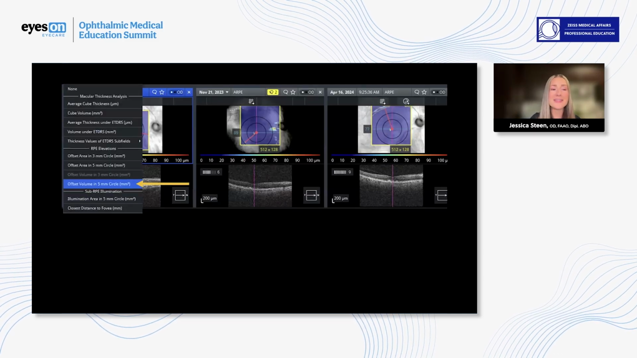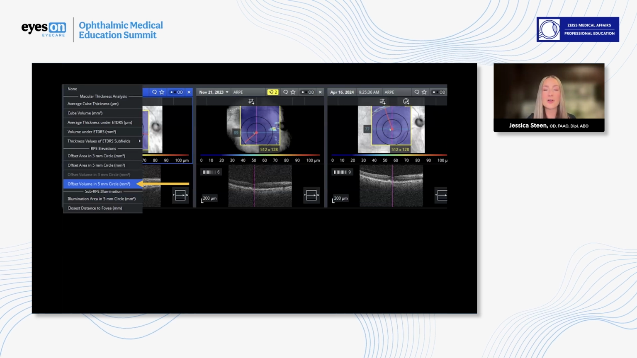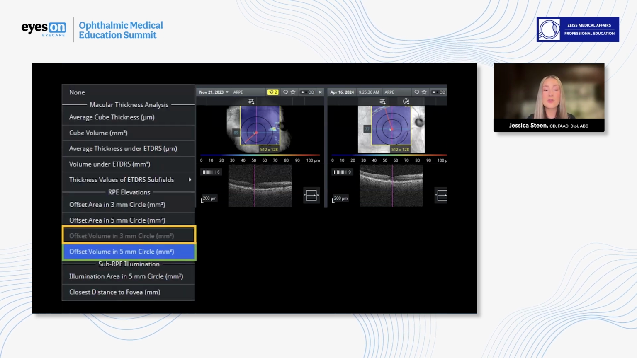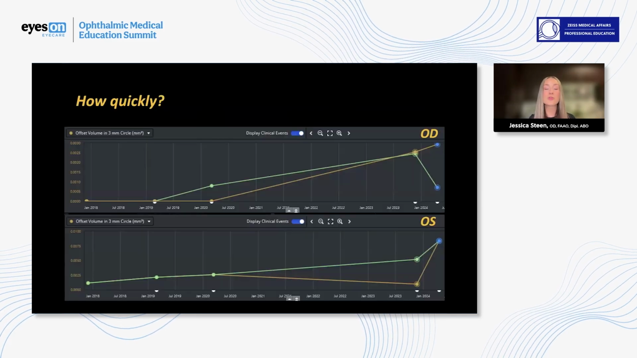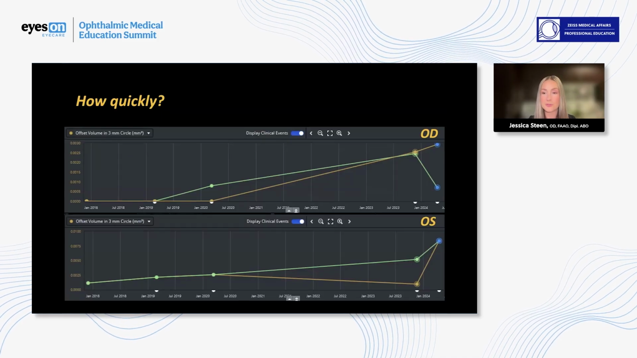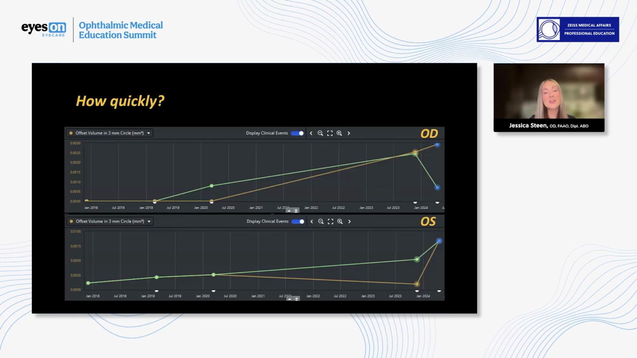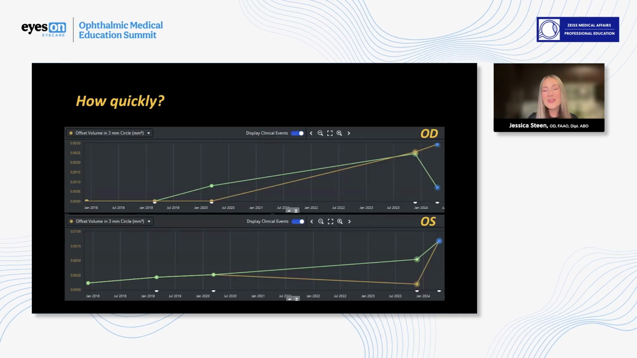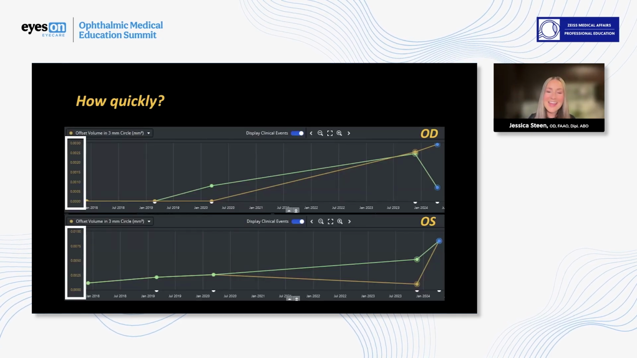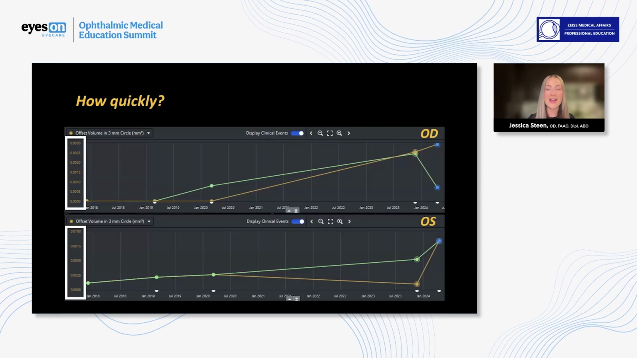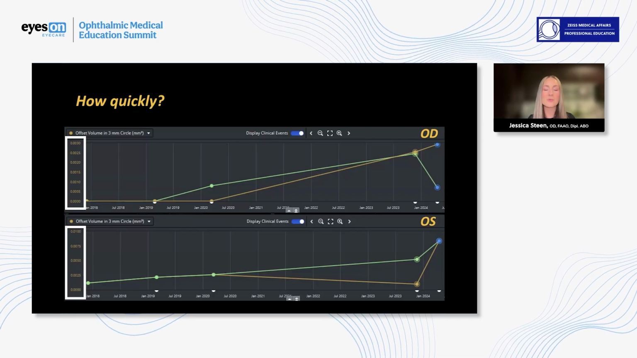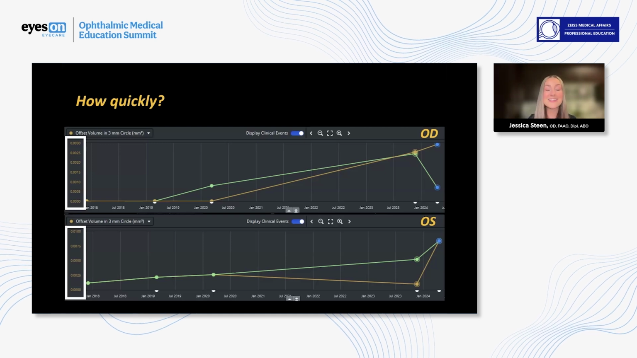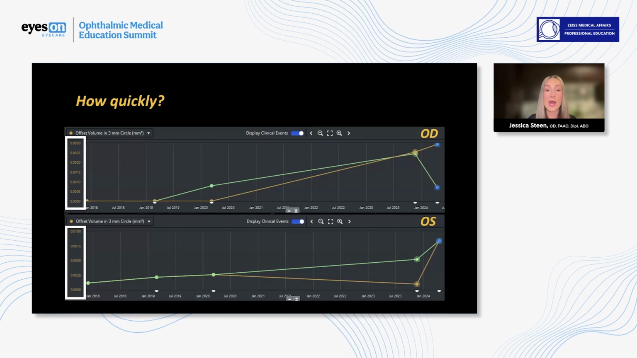In utilizing the RPE elevation, we can look at the offset volume in either a 5 mm circle or a 3 mm circle centered on the center of the fovea, and we can evaluate the drusen volume in millimeters cubed in the right and left eye and look at that change over time. Now, what we see over time is an overall increase in drusen volume in each eye that is objectively documented. One thing to keep in mind as we're using this tool is that the scale is not always identical between the eyes. So as we're trying to compare which eye is progressing more quickly, keep that in mind as the scale may be very different between the two eyes.